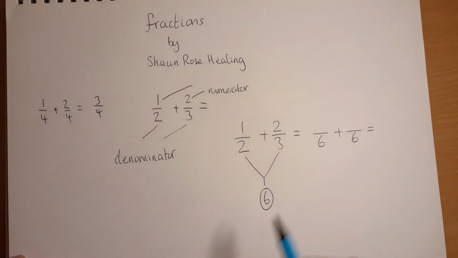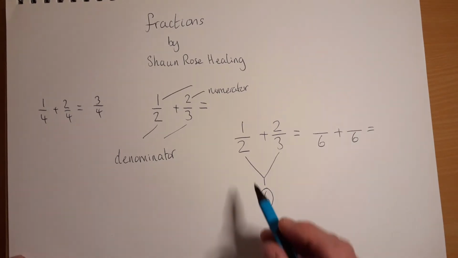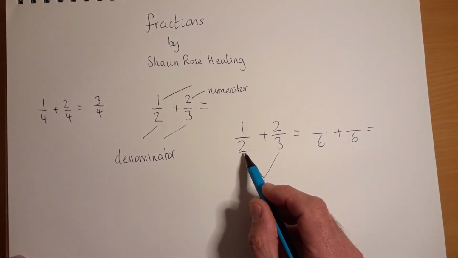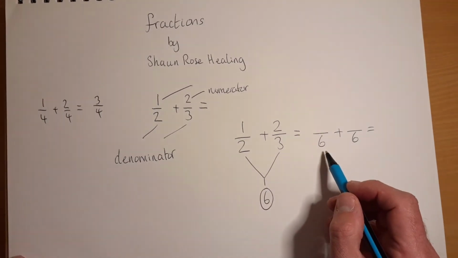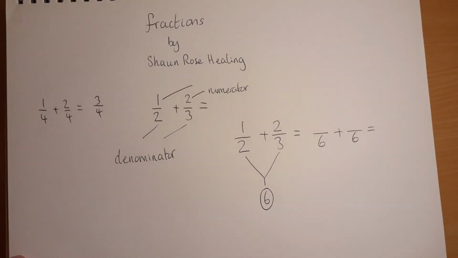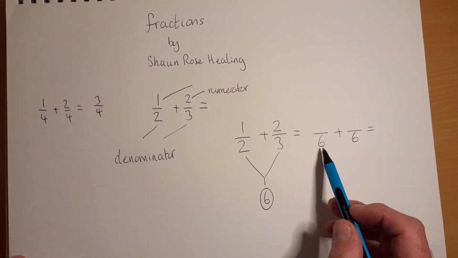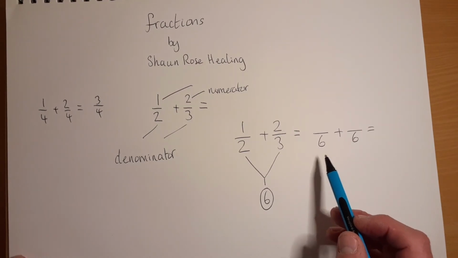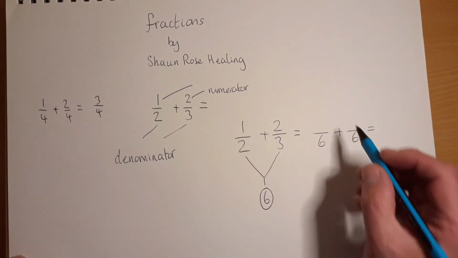Now how do we get to these numbers? It's a simple case of remembering what we do to the bottom, we do to the top. So let's go back to this one now. Let's work on this one. How many 2's will fit into 6? Now this is 3. So bearing in mind what we do to the bottom, we do to the top. So 2's into 6 is 3. So therefore 3 times 1 is 3.